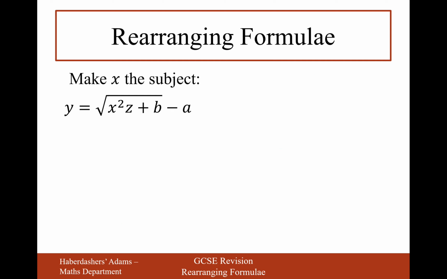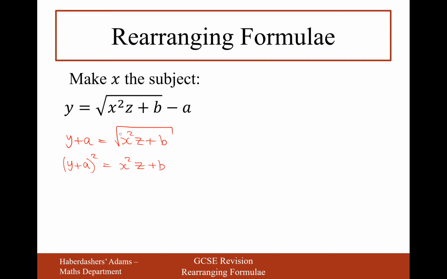Let's now move on to the next question. Make sure you've paused the video and given this question a good go. So the first thing I'll do is add a onto the other side, to sort out what's surrounding the big square root here. Then I'll need to sort out the square root by squaring both sides. So it'd be y plus a squared equals x squared z plus b.